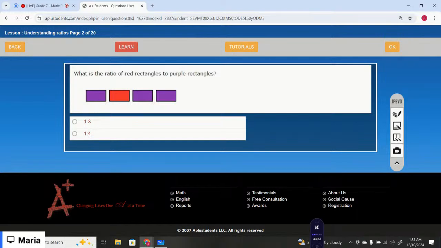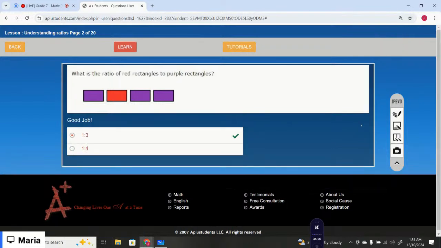What is the ratio of the red rectangles to purple rectangles? So which is the correct option? Red rectangles to purple rectangles, right? You have only one red rectangle and three purple rectangles. So that is 1:3. Option number 1 is the correct option.